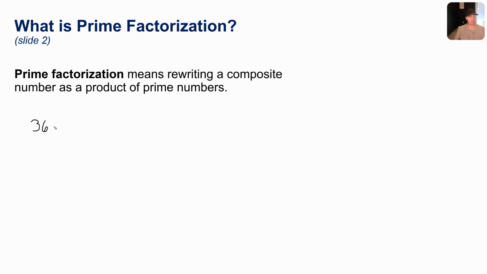We can write 36 then as a product of its prime numbers, which would be 2, that's a prime number, times 2, that's another prime number, times 3, times 3. In other words, 2 times 2 is 4, 4 times 3 is 12, 12 times 3 is 36. So the prime factorization of 36 is 2 times 2 times 3 times 3, or if I put it in exponential form, this would be 2 to the second power times 3 to the second power.